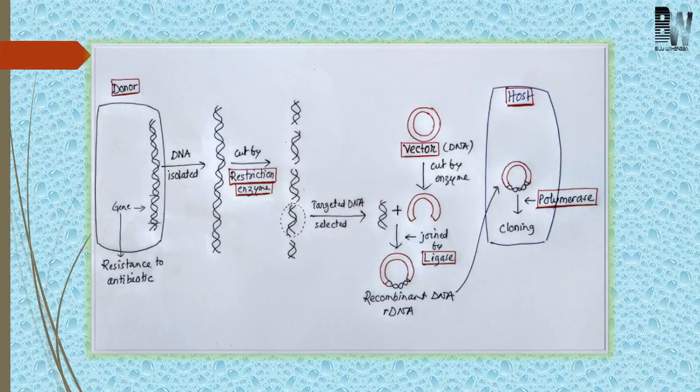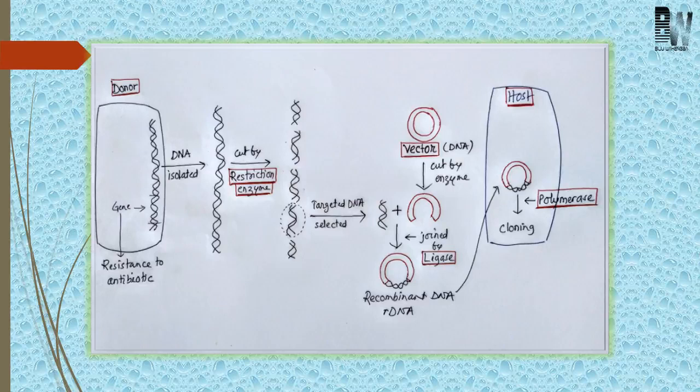This selected DNA is going to be transferred into the host. For that, a vector or a carrier is required. This vector will be represented by DNA. This vector will again be cut by an enzyme, and in this cut portion the desired DNA will be inserted. The joining of this DNA fragment into the vector is possible because of another enzyme, DNA ligase, and it results in a combination of DNA called recombinant DNA. Then this recombinant DNA will be introduced into the host.